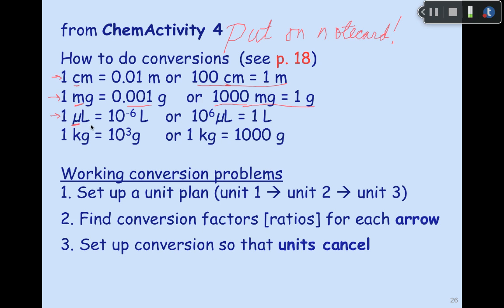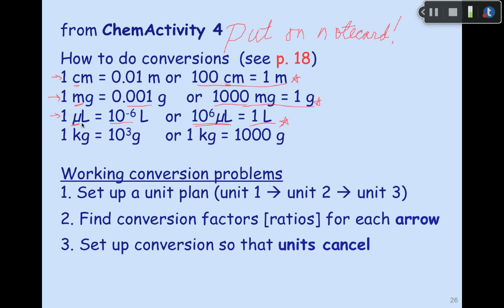The next prefix that we came across that you need to get good with is micro, and in this case it's used with liters. So micro means 10 to the minus 6. You can equivalently state that as 10 to the 6th microliters is 1 liter. Speak carefully, and you need to be able to use these all carefully and correctly in doing problem solving. I'll show you some examples as I go.